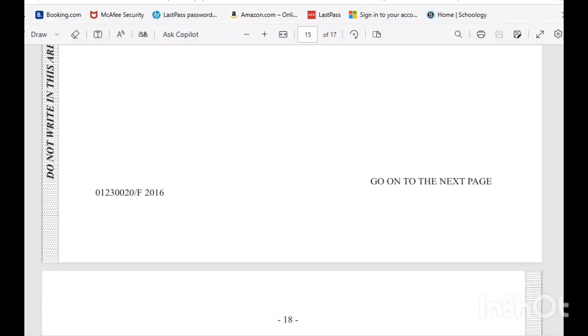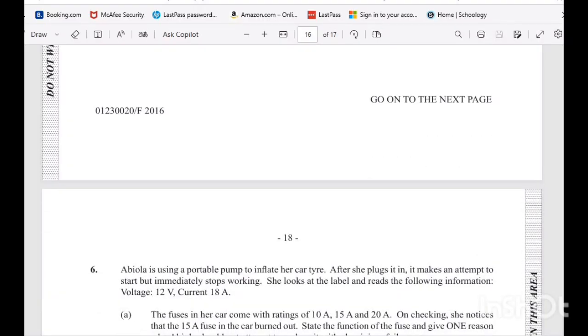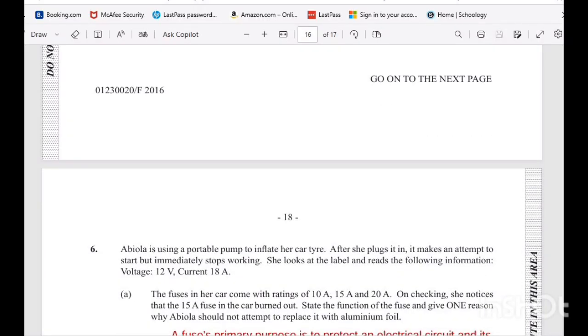And we have found ourselves at the last question in the paper. So let's look at this, and this looks like an electricity question. Abiola is using a portable pump to inflate her car tire. After she plugs it in, it makes an attempt to start, but immediately stops working. She looks at the label and reads the following information: voltage 12V, current 18A. The fuses in her car come with ratings of 10, 15, and 20. On check-in, she notices that the 15A fuse in the car burned out.